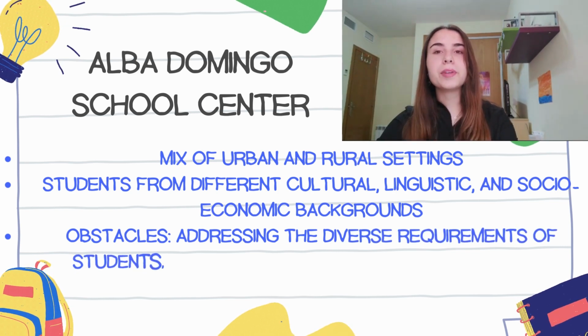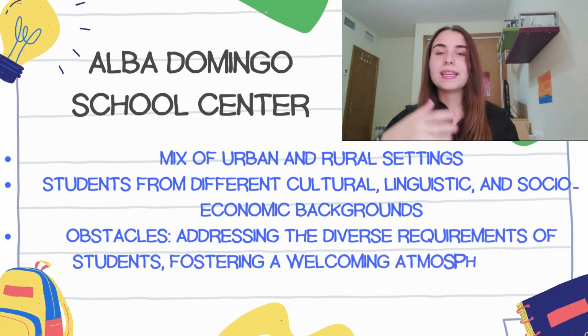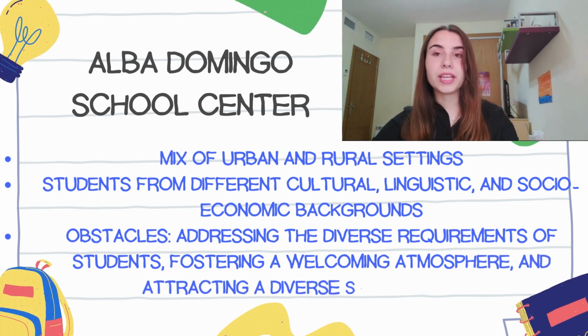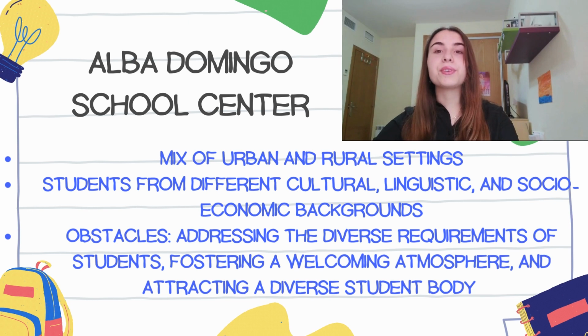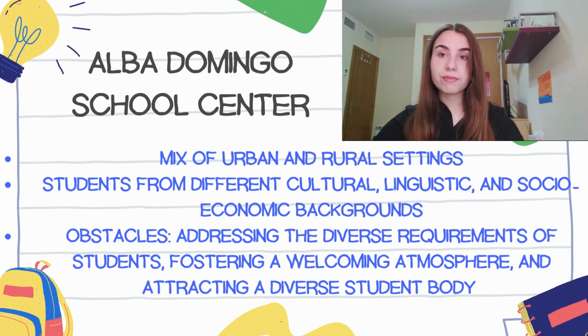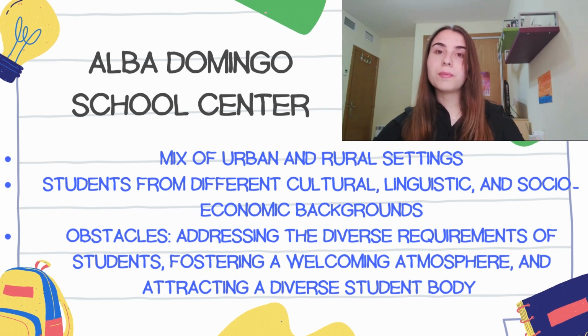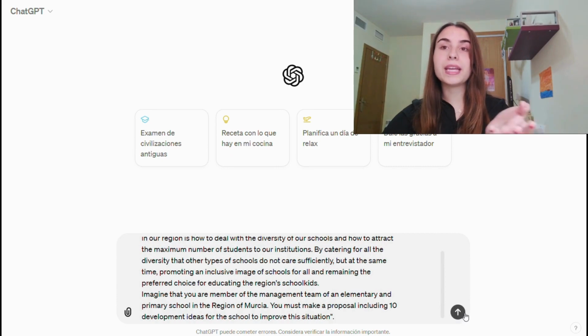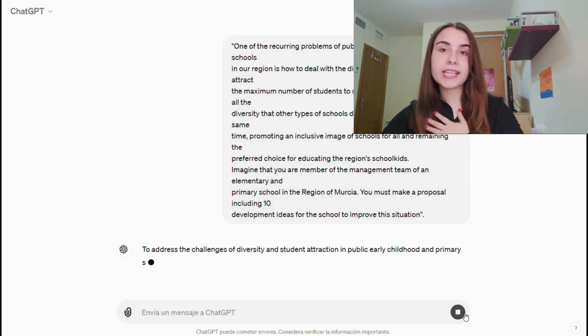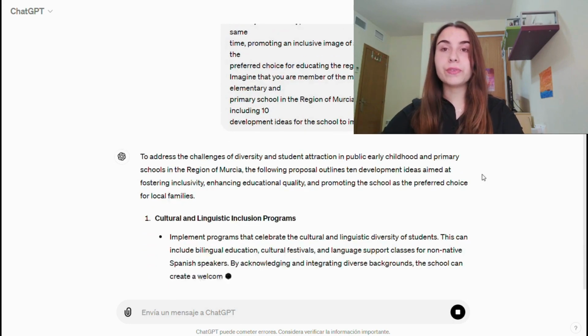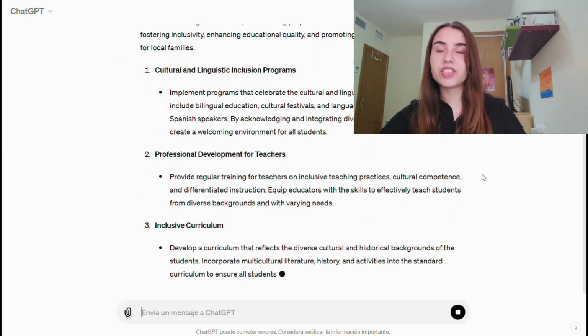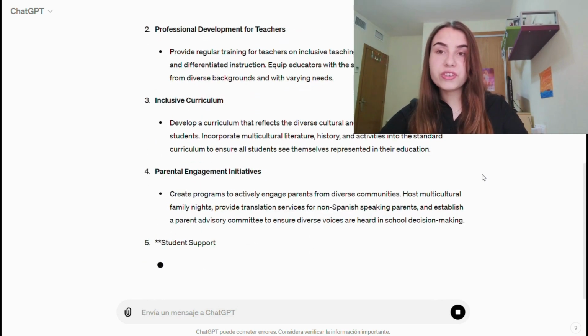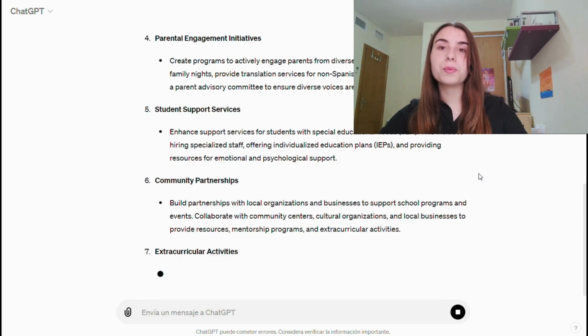There are a significant number of students from different cultural, linguistic, and socioeconomic backgrounds in the student population. Inclusion and equal opportunities for all students are promoted by the school. Addressing the diverse requirements of students, fostering a welcoming atmosphere, and attracting a diverse student body are some of the obstacles. And now, as we can see, we were given a prompt that we had to use on an AI tool. In my case, I chose ChatGPT to search for 10 measures to improve the situation in my school. There were 10 measures to work with, but I finally chose 5 that I would work on.